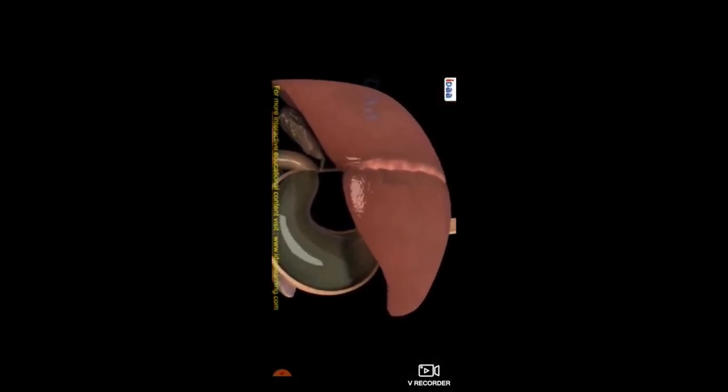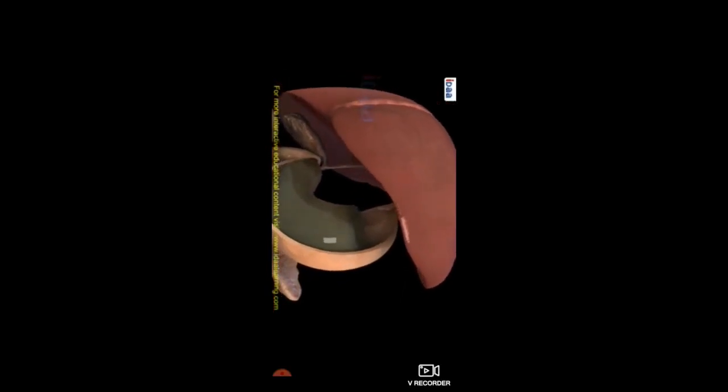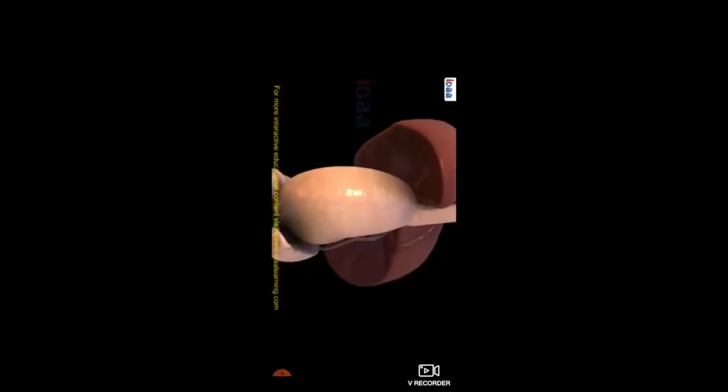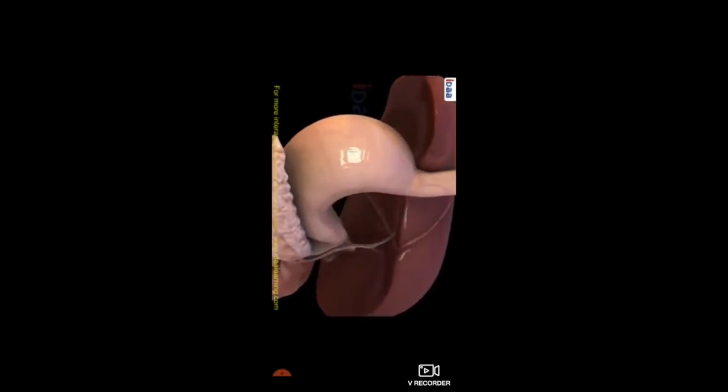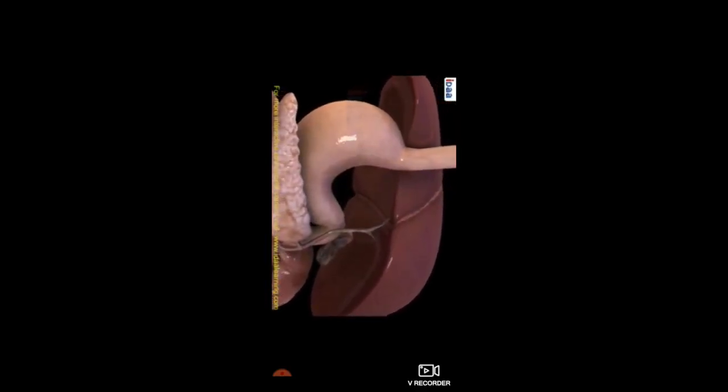Liver. The liver is the largest gland in the human body and is situated in the upper side of the abdomen, to the right. It is reddish brown in color. It secretes bile, which breaks down fats. Bile is stored in the gallbladder between meals.